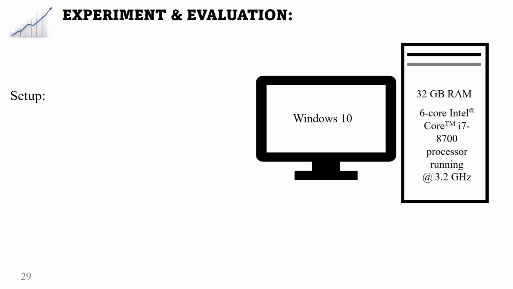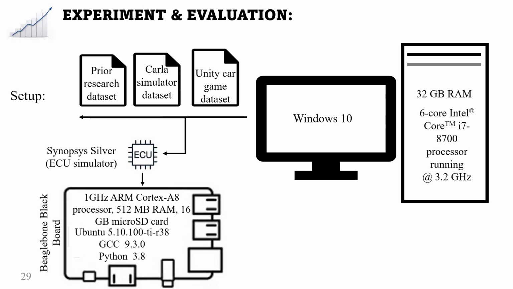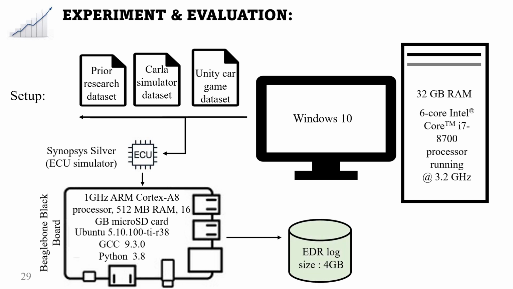So this is how our evaluation experimental setup looks like. We have used three different datasets to test SmrtComp's performance. One was used in a prior research work, the second one being the Unity card dataset, and the third one is in-house generated driving data. We tested using an ECU simulator, which is Silver, and the entire thing was run on a BeagleBone Black board. The specifications are listed as you can see, and we have used a 4 GB automotive SD card as a secondary log solution.